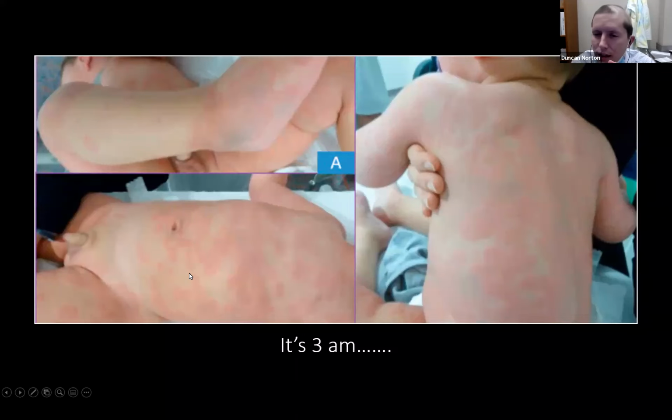So we all have seen a difficult rash and it's 3 a.m., right? And you're like, oh my gosh, I don't know what the hell this is. And I'm trying to figure out what it is. So I'm going to call my attending, right? So there's a couple of key points that you need to know.